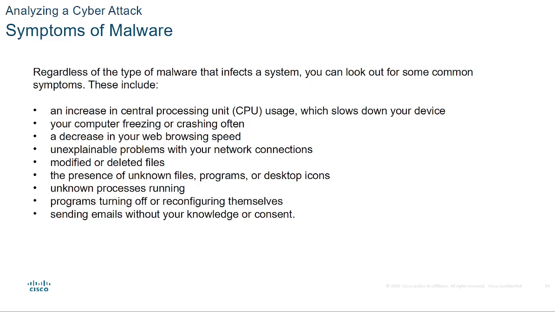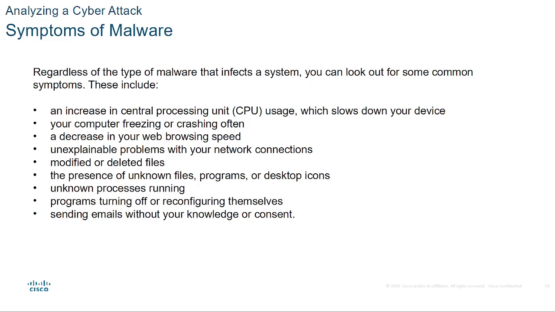When you see a decrease in your web browser speed, it could also be as a result of malware. When you see an unexplainable problem with your network connection, it would also be as a result of malware. When you find that your files are being modified or deleted, it could also be a result of malware. The presence of an unknown file or program on your desktop or icons could also mean you have been infected with malware.